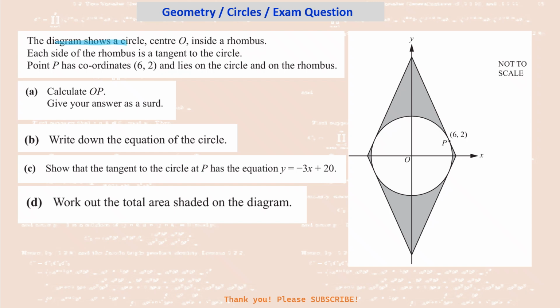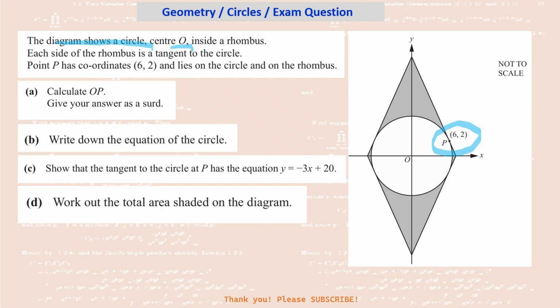The diagram shows a circle with center O inside a rhombus. Each side of the rhombus is a tangent to the circle, as you can see. So they're all tangents to the circle. Point P has coordinates (6, 2) and lies on the circle and on the rhombus.